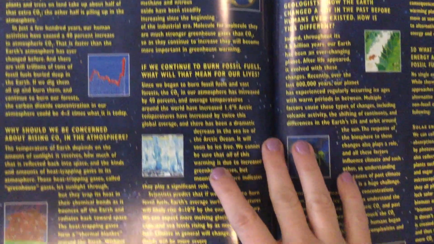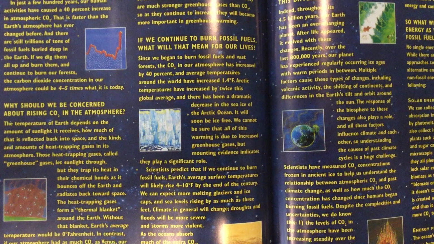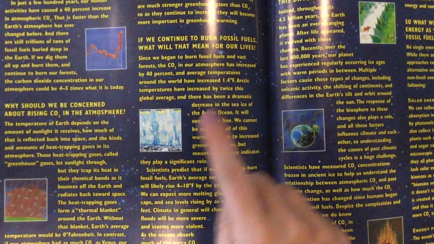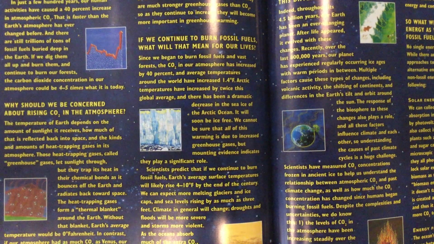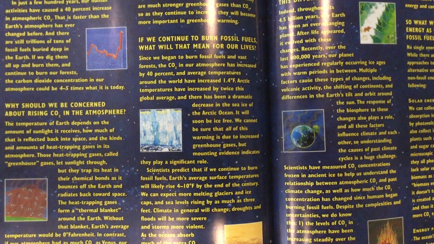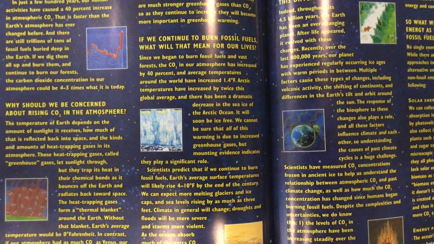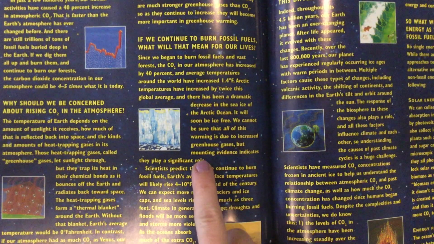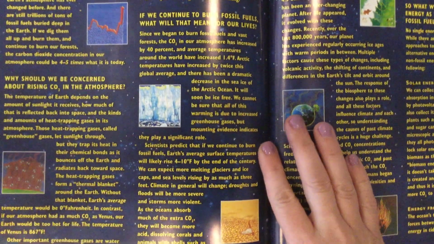If we continue to burn fossil fuels, what will that mean for our lives? Since we began to burn fossil fuels and vast forests, the CO2 in our atmosphere has increased by 40%, and average temperatures around the world have increased 1.4 degrees Fahrenheit. Arctic temperatures have increased by twice this global average, and there has been a dramatic decrease in the sea ice of the Arctic Ocean. It will soon be ice-free. We cannot be sure that all of this warming is due to increased greenhouse gases, but mounting evidence indicates they play a significant role.